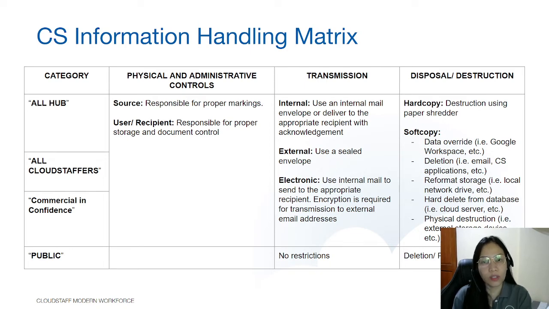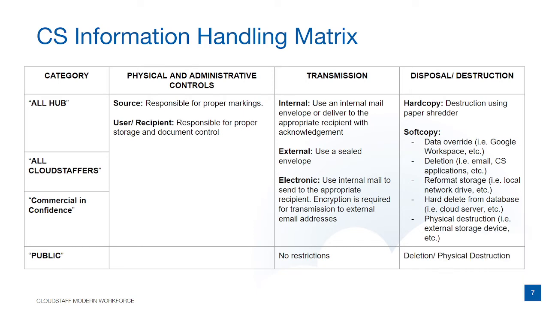If it's internal, just use an internal mail envelope or deliver it to the appropriate recipient with acknowledgement. If external, use a sealed envelope. And for electronic, you can just use your internal mail to send to the appropriate recipient, but you need to make sure that it is encrypted. Then for disposal or destruction, this will be the same as what we discussed for the first three categories. For hard copies, destruction using a paper shredder, and for soft copy, it depends on where the information is stored. However, for public, there will be no restrictions since these are intended for public consumption.